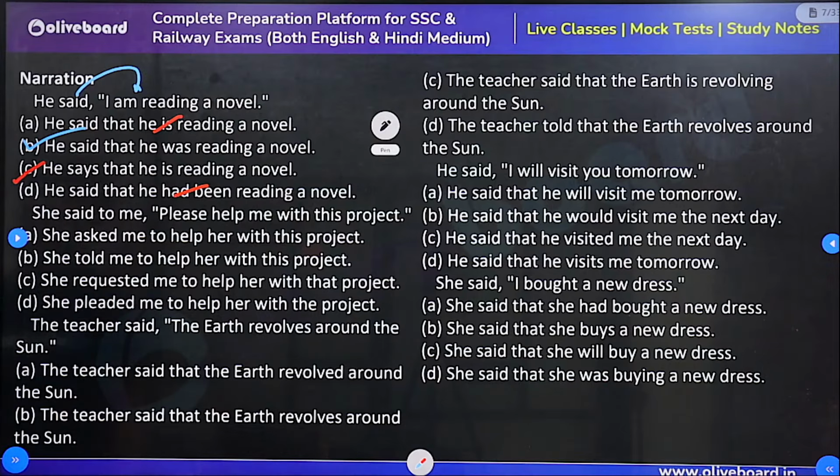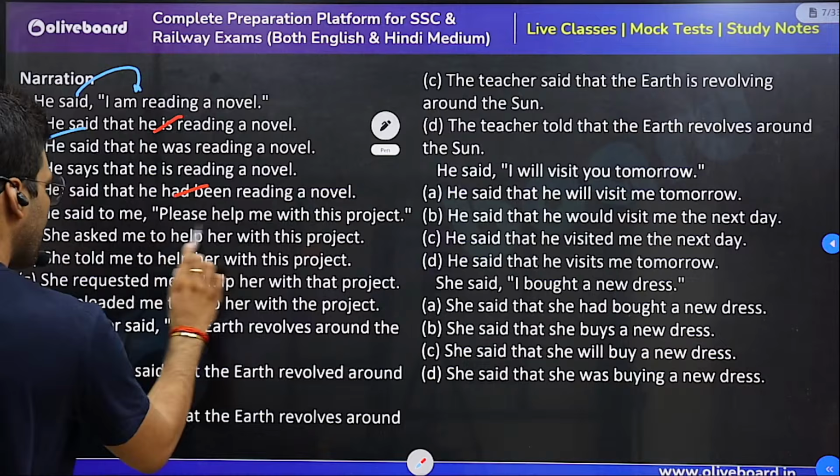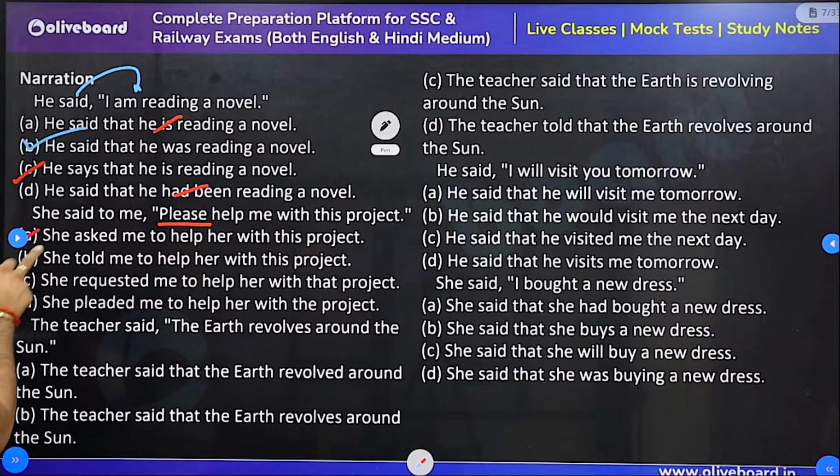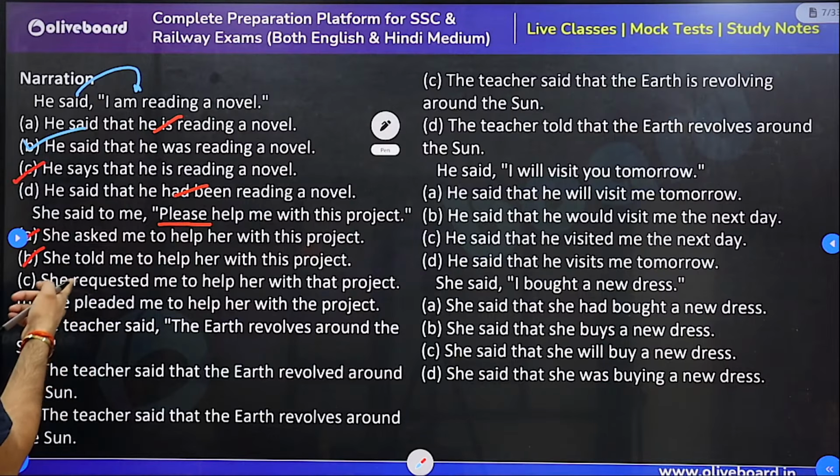Present continuous, past continuous. She said to me, "Please," that means she's requesting. So she asked me, no. Told me, no. Pleaded, okay, but request is a better choice. She requested me to help her with the project.